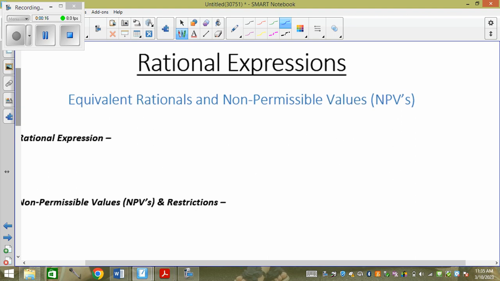A rational expression is just one where it has like a fraction with some variables. So an example could be like x plus 3 over x minus 4. It's an expression because it's not equal to something. A rational equation would be like that equal to 7. A rational expression is just like the fraction, because expressions don't have equal signs.